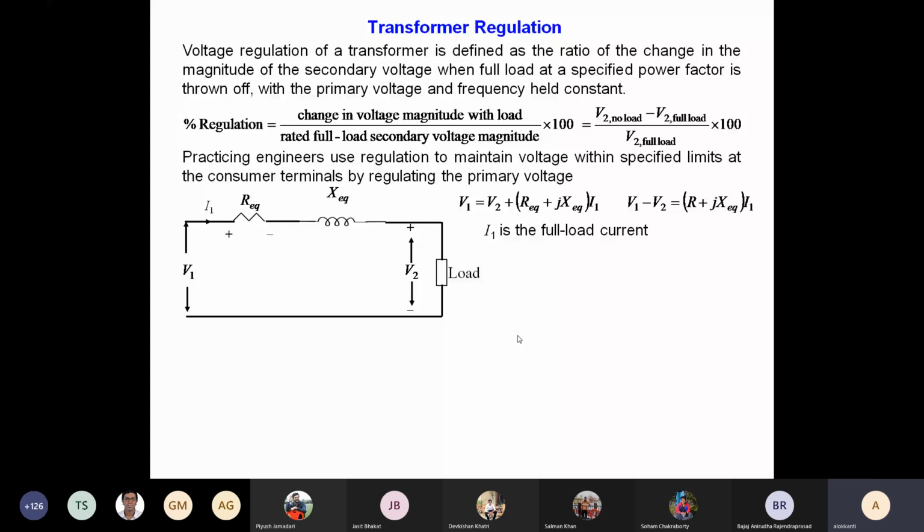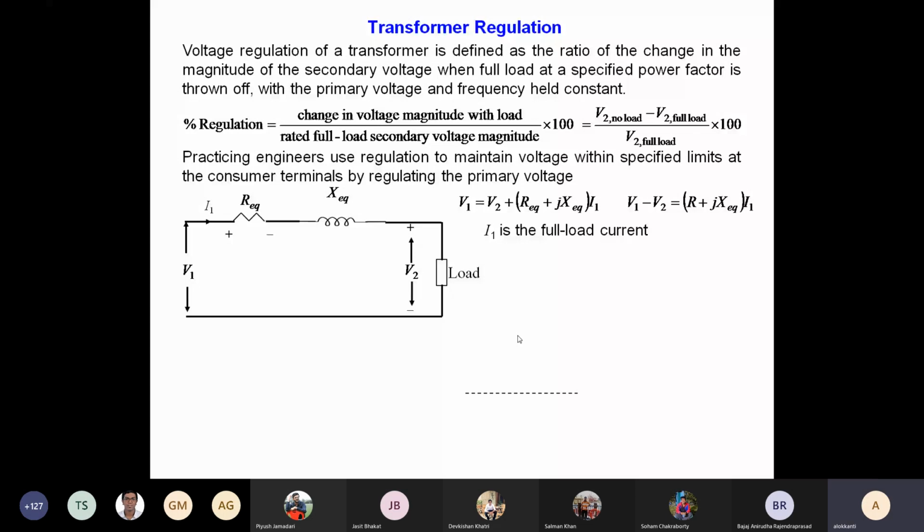Sometimes you can even run the transformer at less than full load current. Transformers are designed so that they can even partially go above the full load current also. Okay. But full load current is the rated current, which you can find out from the nameplate readings.